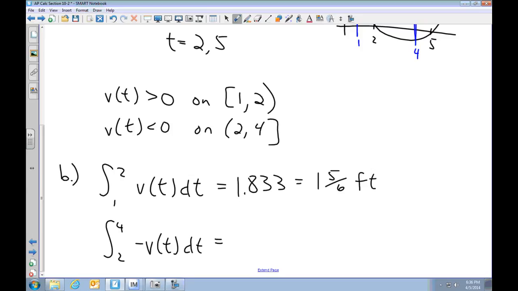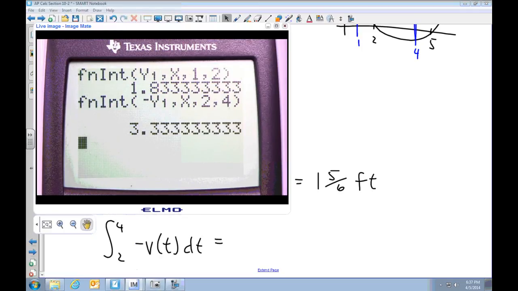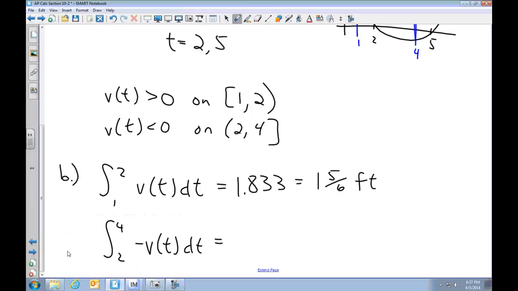That's in feet. And let's do the same thing for the second integral here, but it's going to be from 2 to 4, and it's the opposite of my velocity. So I want to change this and add in a negative. And we're going to go from 2 to 4. And we get 3.3 repeating, so that's 3 and a third. And again, this is in feet. They told us that our units here were, for velocity, in feet per second, so this is in feet. All right, so that is part B.